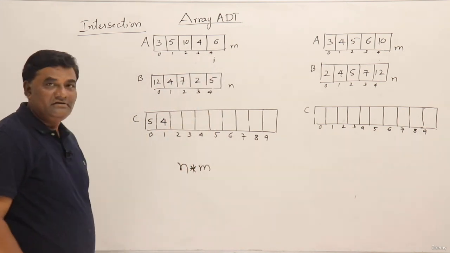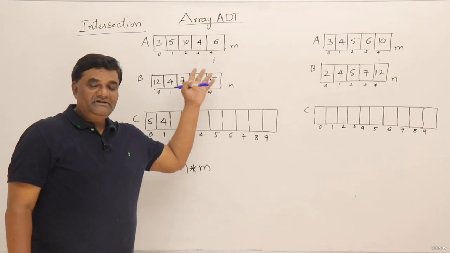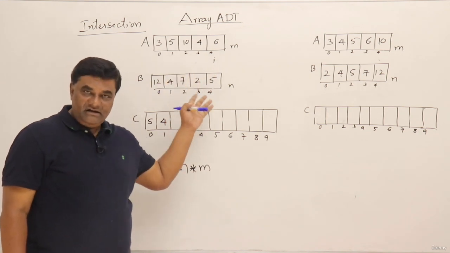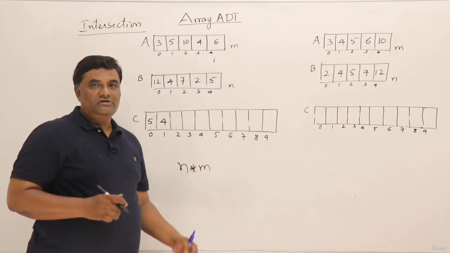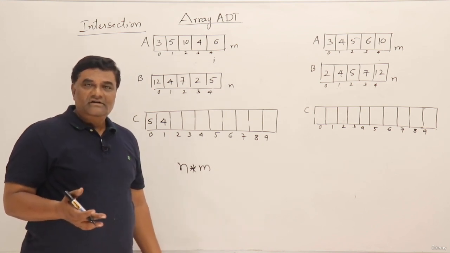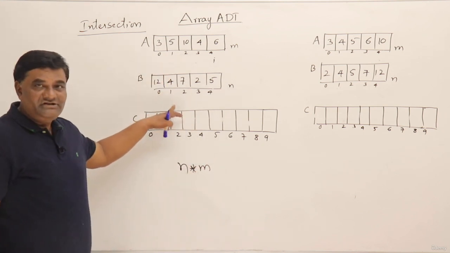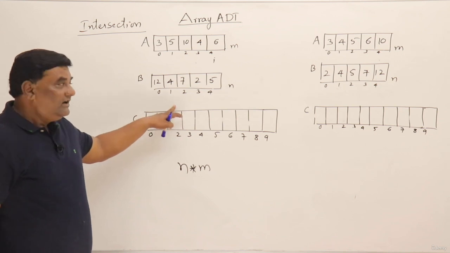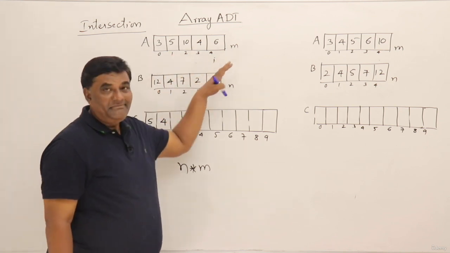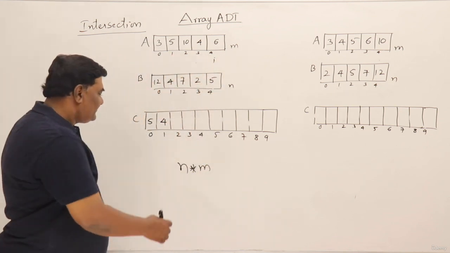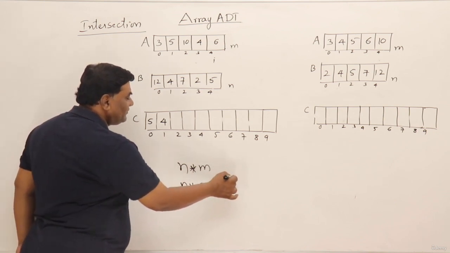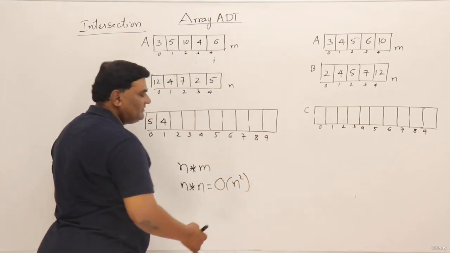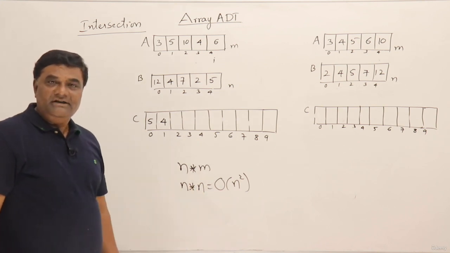Don't copy it. So while copying the elements from array A into C, check if they are also present in B or not. That's it. So every element I have to search in n elements, and I have to search all m elements. So m into n. If we write it in a single variable, then it is n into n, and it is order of n square. So this is also time consuming.